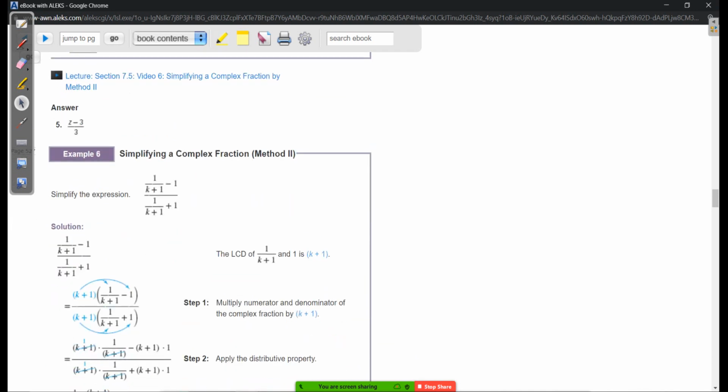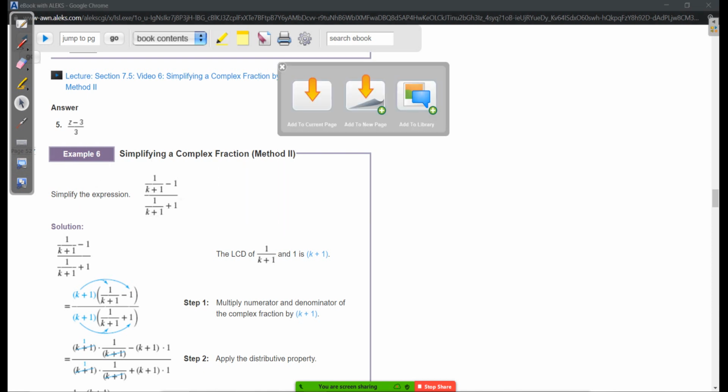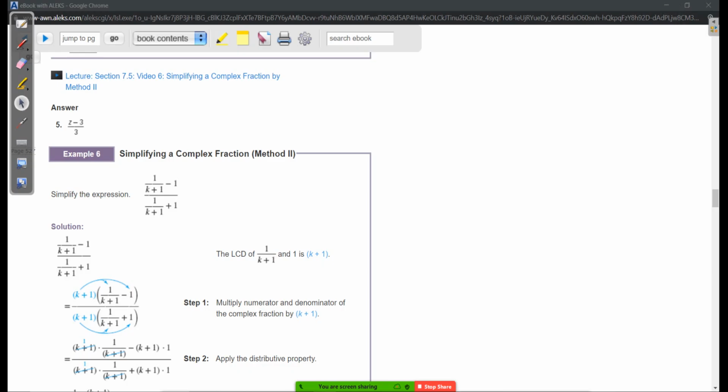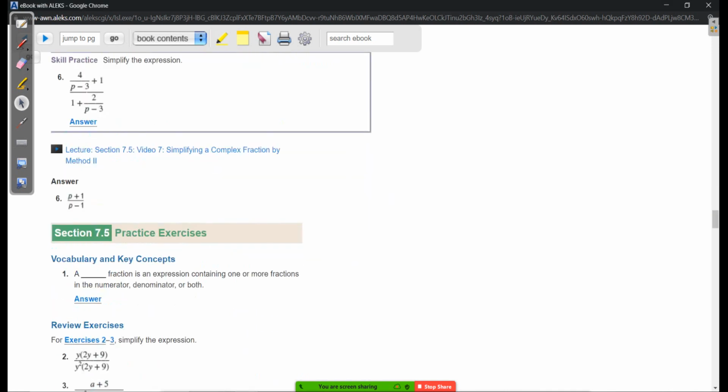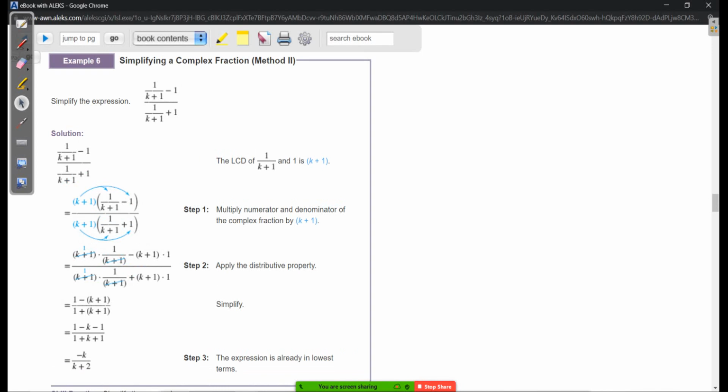Okay, and I believe, let me double check. I believe this is the last example we've got. Yeah, then we got practice problems. Okay, so 1 over k plus 1 minus 1, and then 1 over k plus 1 plus 1. All right, so this denominator should be pretty easy to see that we're going to be using, so we're going to just go ahead and write this like we've been doing.